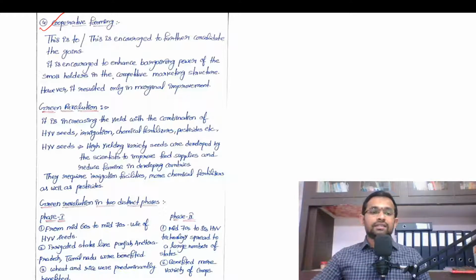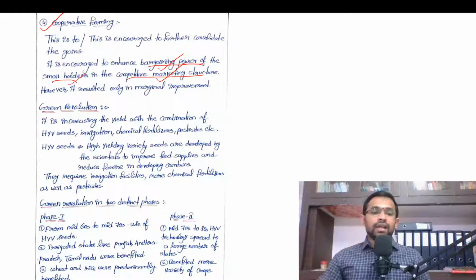So it is encouraged to enhance bargaining power of the smallholders in the competitive marketing structure. How the bargaining power will increase by cooperative farming? If you have a huge production with you, you can bargain it for a good price. You can sell it for a good price, right? You can sell it in a wholesale market, in a bulk way. It will increase your bargaining power. That means all the farmers will stand on one word, one price. So that is the meaning of increasing the bargaining power by cooperative farming.